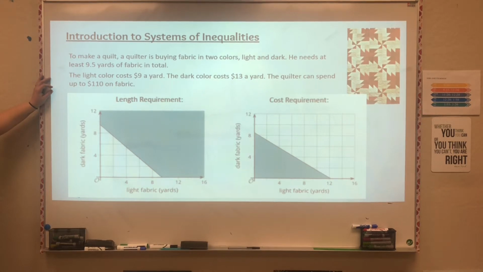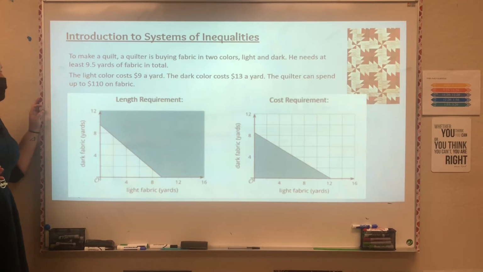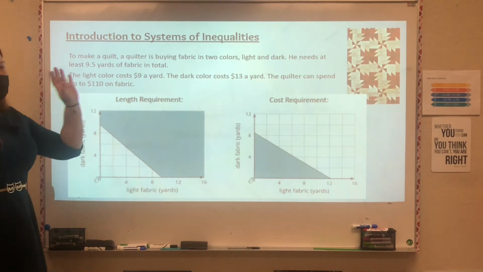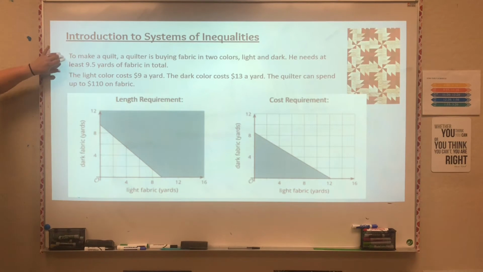That's the minimum. I see you eyeballing the graphs. It's the minimum, so he needs at minimum 9.5 yards. So he needs 9.5 yards or more. So for example, he could have 5 yards of each. That would meet this requirement.